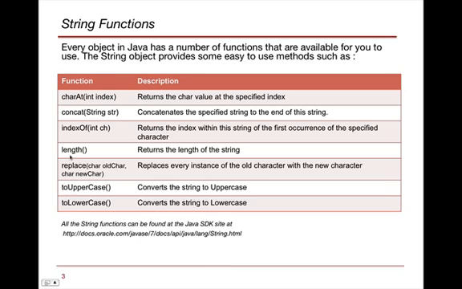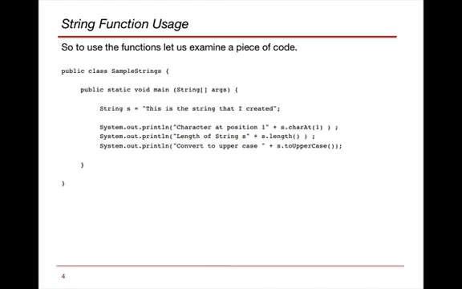One common one is length, where you want to return the length of a particular string. You might replace an old character with a new character. You can convert things to uppercase, convert to lowercase. Again, since strings are immutable, it is ultimately creating a new object. But for you using this, you really wouldn't know the difference.